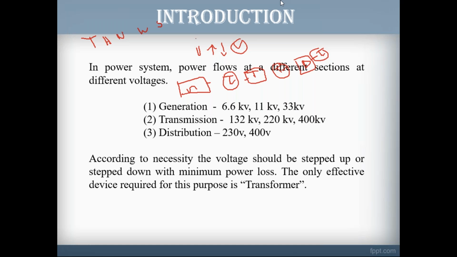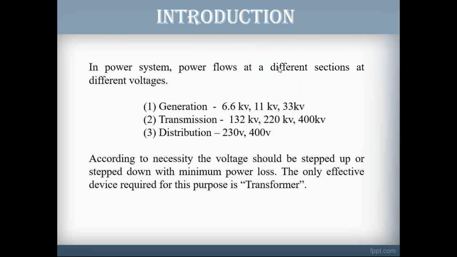Right? So see here, these are the three levels of voltage: generation, transmission, and distribution, right? I already told that between the generation and transmission we are using one transformer, right? So this is the transformer we are using here. Now the generation voltage is 6.6 kV, 11 kV and 33 kV.